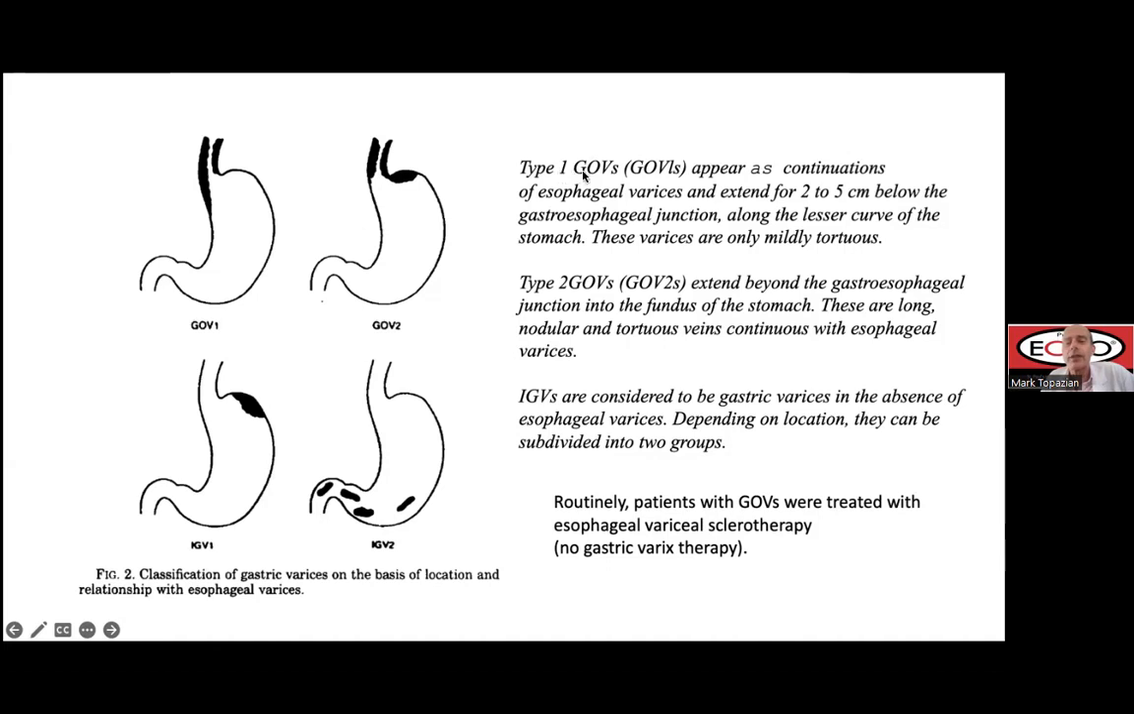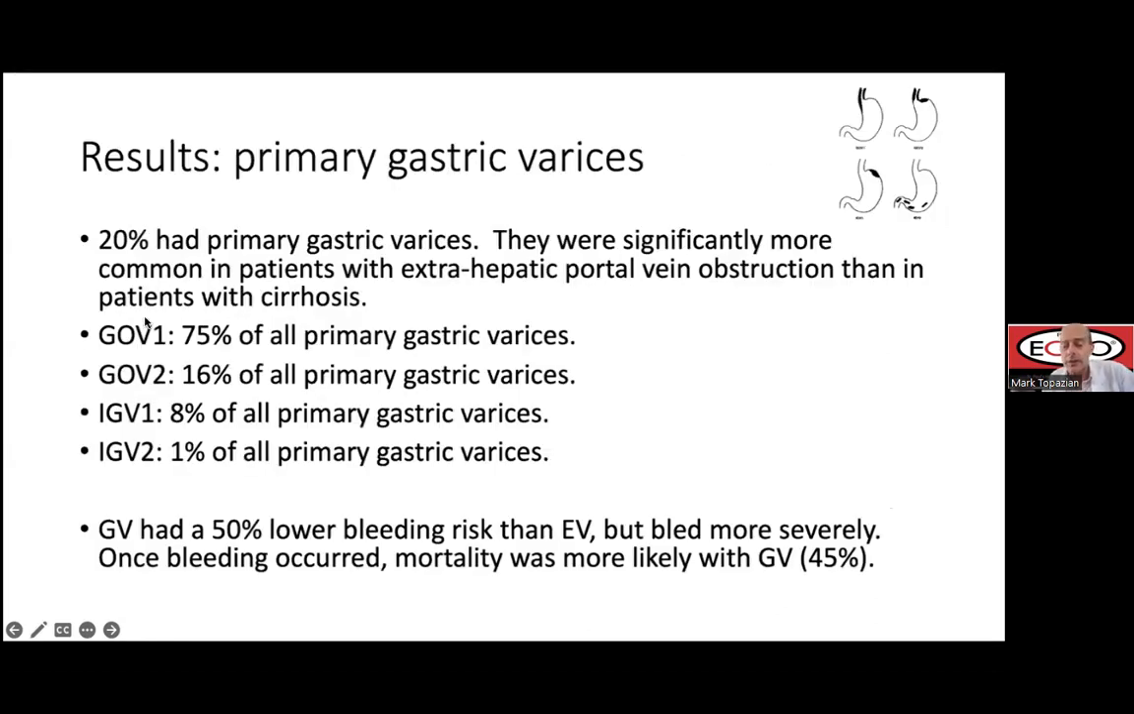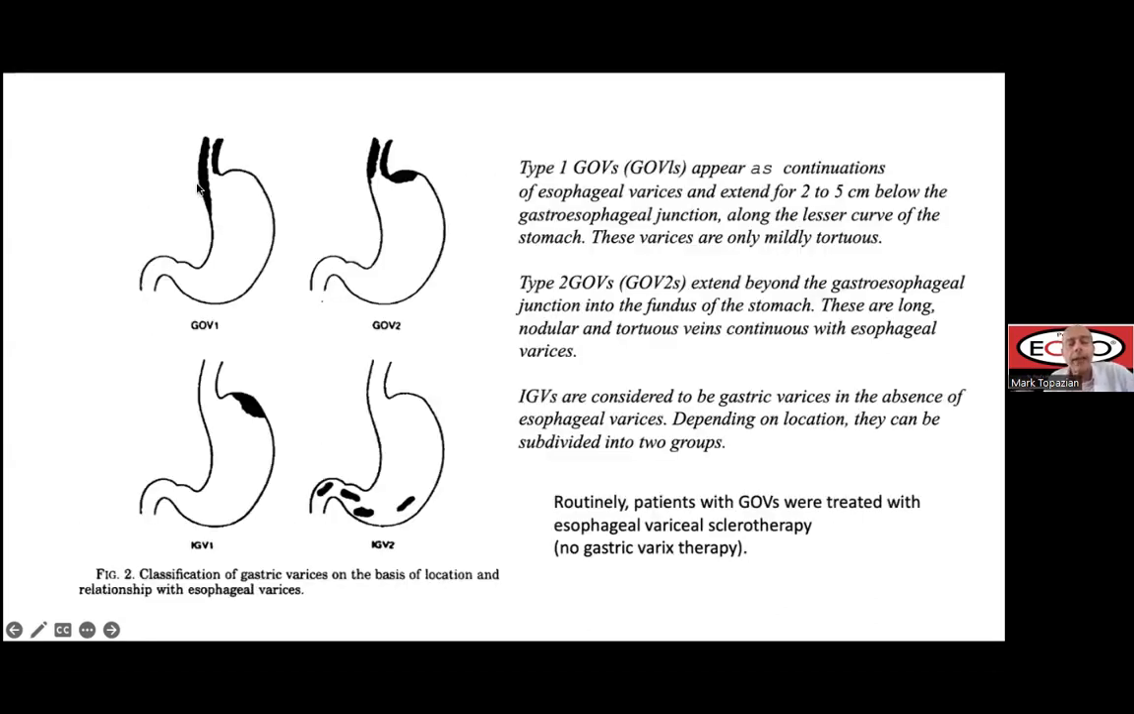Type 1 gastroesophageal varices appear as continuations of esophageal varices and extend for 2 to 5 centimeters below the gastroesophageal junction along the lesser curve of the stomach. And they're only mildly tortuous. So you see in the picture, esophageal varices coming down onto the lesser curve. And actually in our patient, they came about halfway to the incisura angularis. They were large and they were long. And in fact, that still is what we call GOV1. So this is what the patient I presented today had.